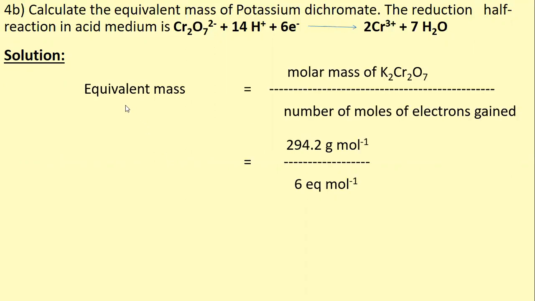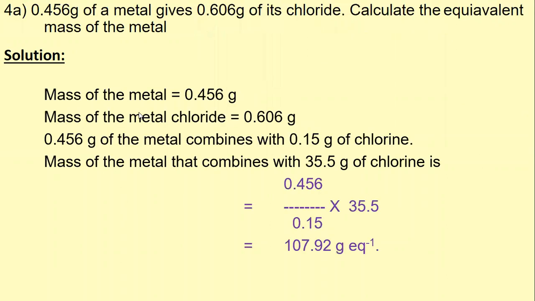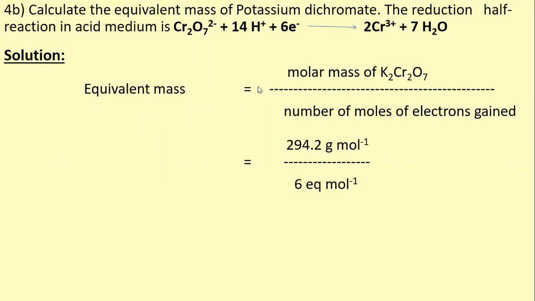Now we'll move on to the first step. The equivalent mass will be given by molar mass divided by the number of moles of electrons gained. Here the molar mass of K2Cr2O7, that is potassium dichromate. Here why we take the potassium dichromate is because in the question they gave Cr2O7. This Cr2O7 comes from the potassium dichromate only. So from this, the reduction half reaction is given.